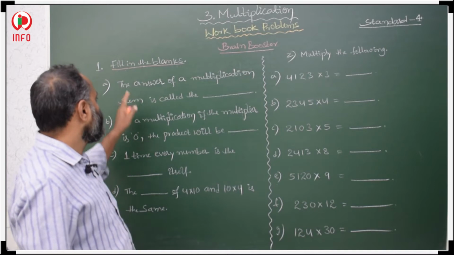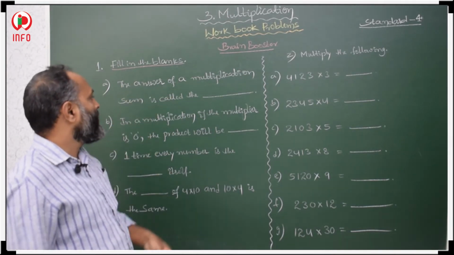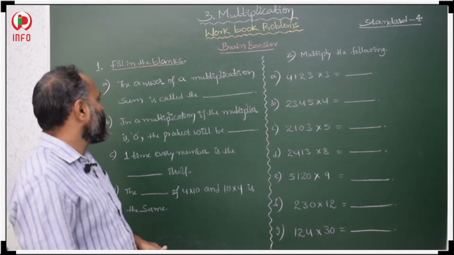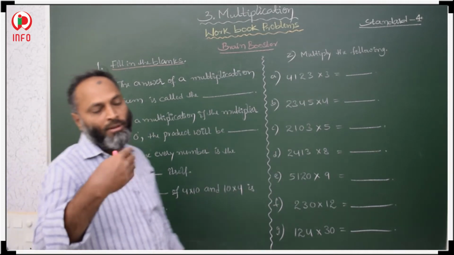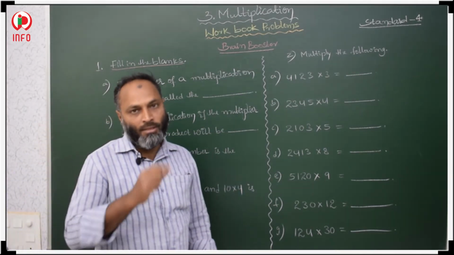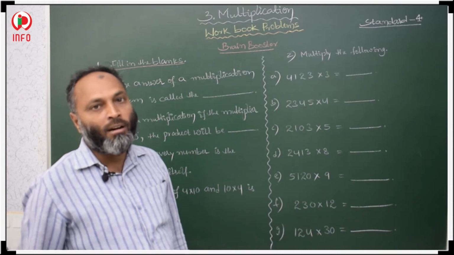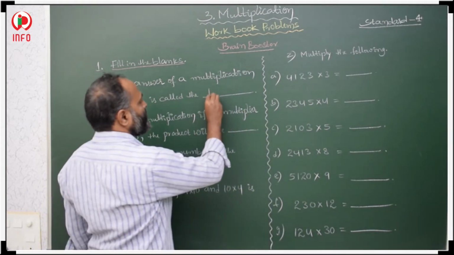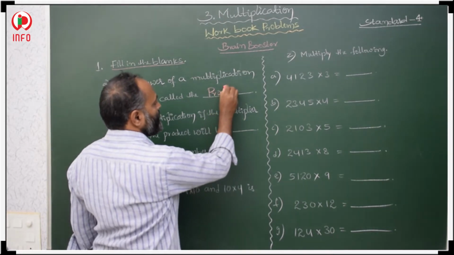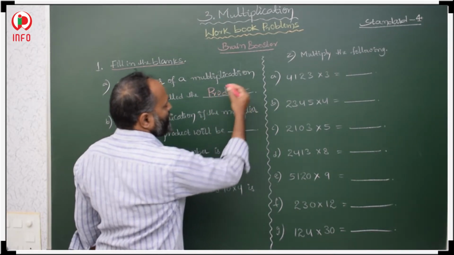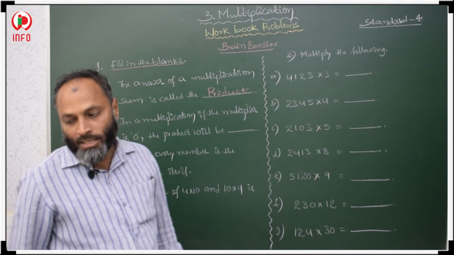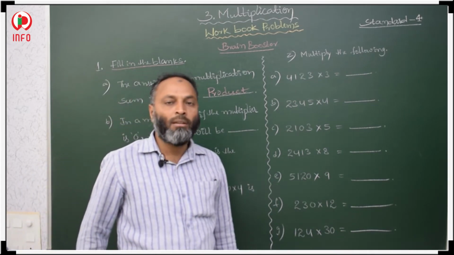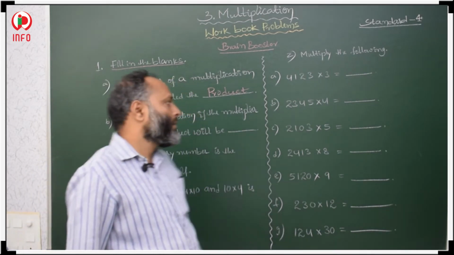First question, the answer of the multiplication sum is called dash. After multiplication, whatever sum, the final answer, what is it called? It is called product. Multiplication answer is called product.